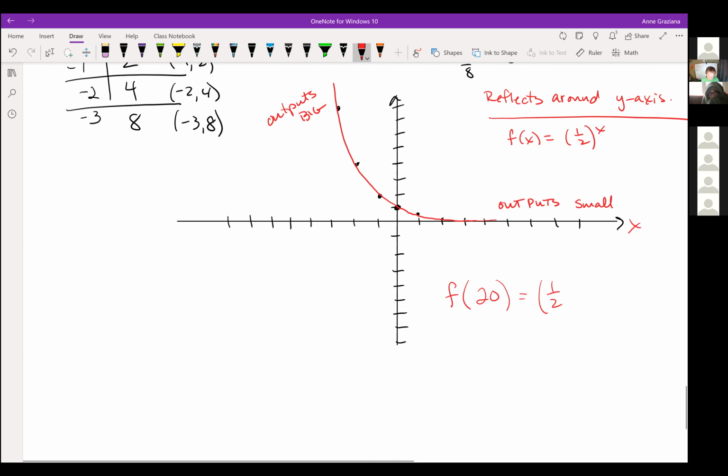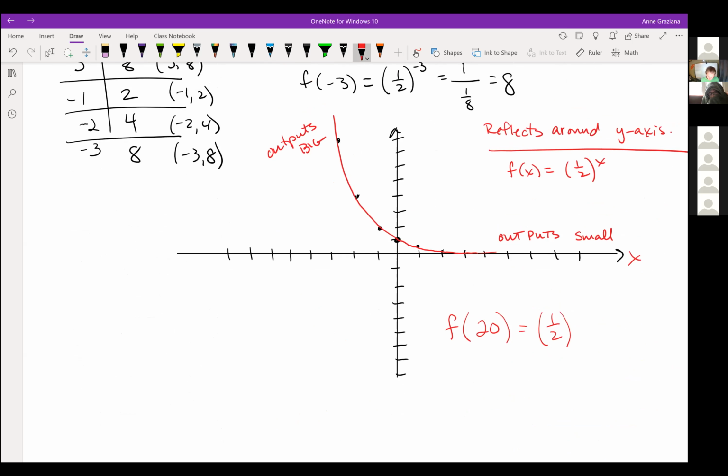I'm sorry. Yeah, 1/2 to the 20th is actually going to be 1/2 to the 20th. Okay, that is a huge number on the bottom, but when I divide it, it's actually going to be very, very small. Is everybody okay with that?